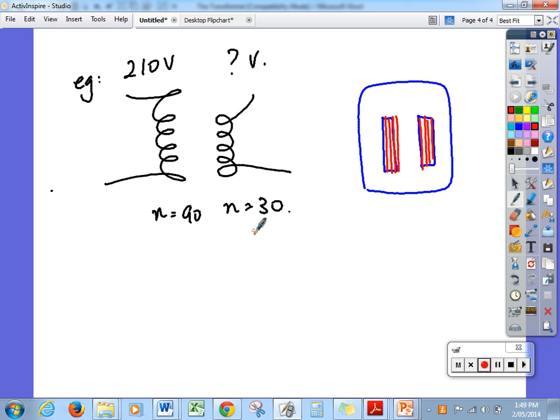So the voltage will be divided by 3, and that will give us 70 volts. Are we happy with that?